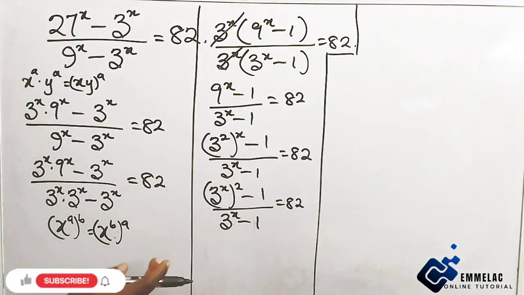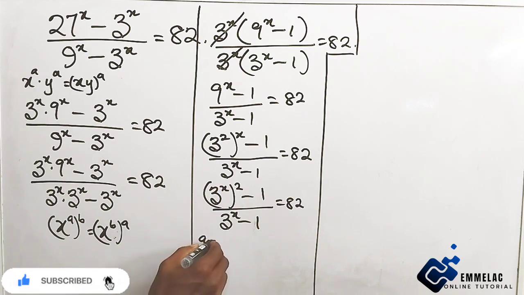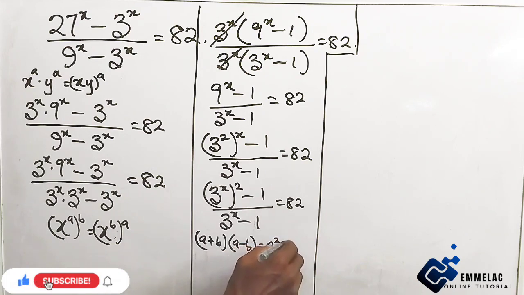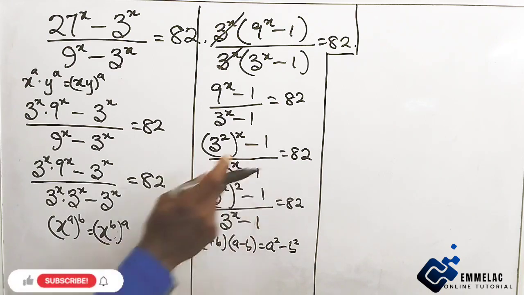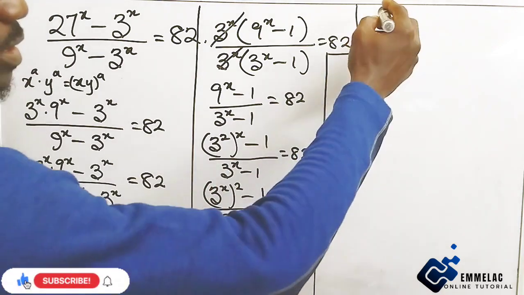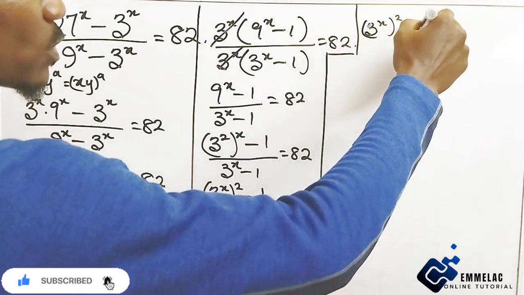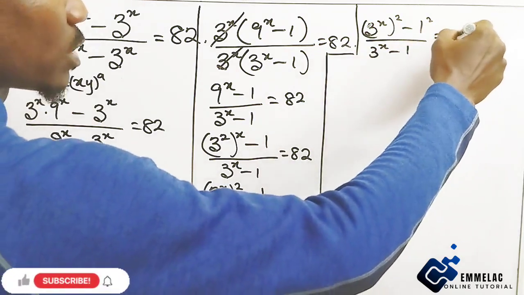So from here we can move further. Now let us recall this algebraic expression: a minus b times a plus b equals a square minus b square. If I implement this here, raising this to the power of 1, we can now say this is 3 raised to the power of x, all raised to the power of 2, minus 1 raised to the power of 2, over 3 raised to the power of x minus 1 equals 82.